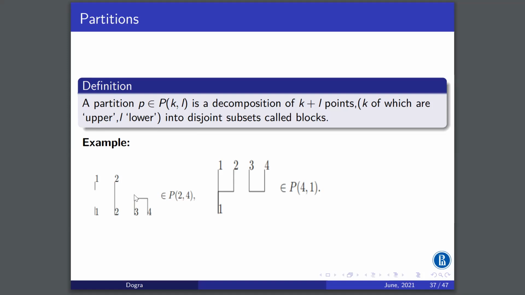So basically what happens is that if k are the upper elements, then they are denoted by the blocks on the upper side, and the elements in l are denoted as the blocks on the lower side, and they're just connected by lines. So this is how a partition can be represented in a block form. So for example, here k is 2 and l is 4, and this is 1, 2, 3, and 4. This partition has 4 disjoint subsets. And similarly, this is a partition for P41.